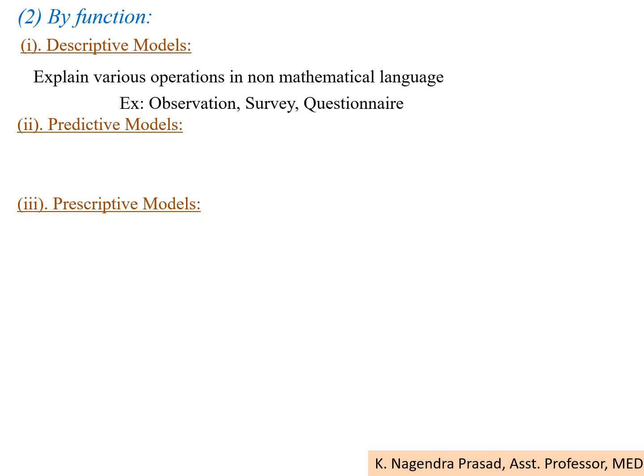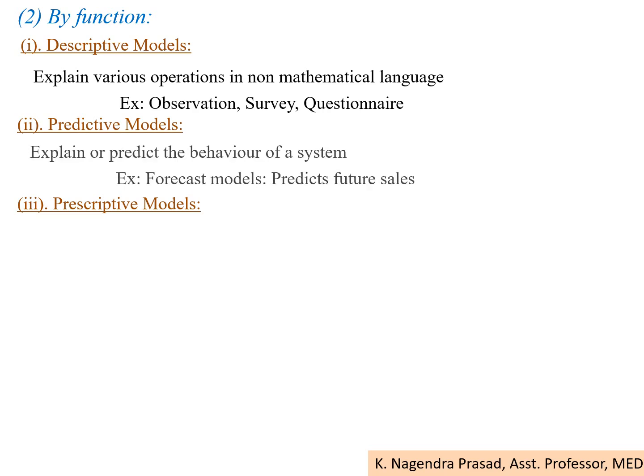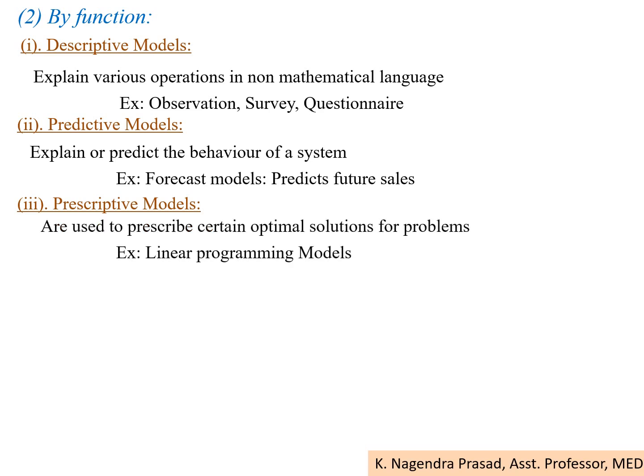Second one is the predictive models. The predictive models explain or predict the behavior of a system. An example is the forecast models. In the forecast models, we predict the future sales. Third one is the prescriptive models. The prescriptive models are used to prescribe certain optimal solutions for the problems. An example is the linear programming models.